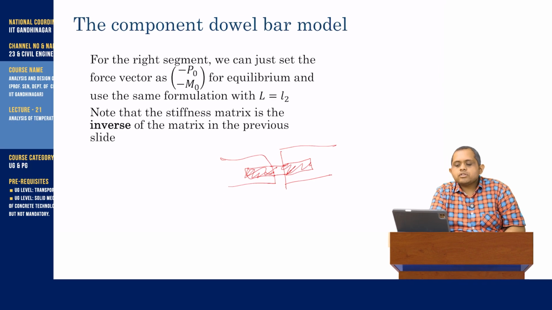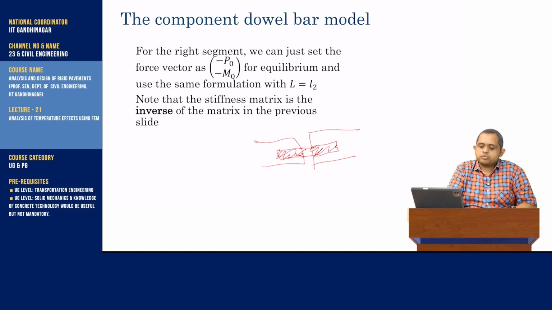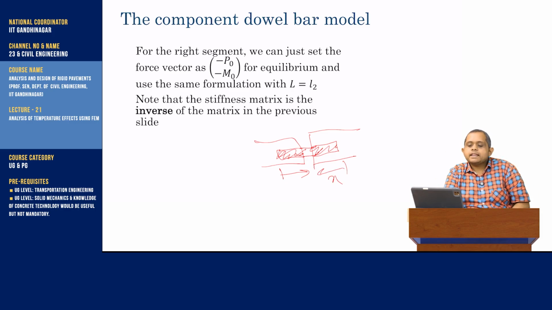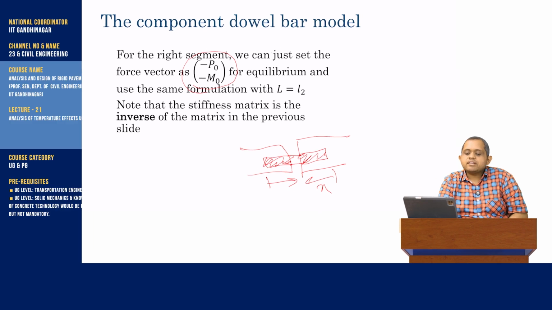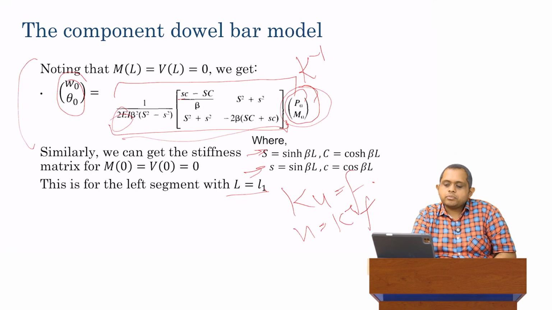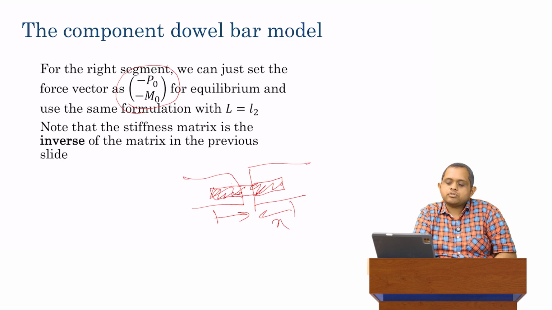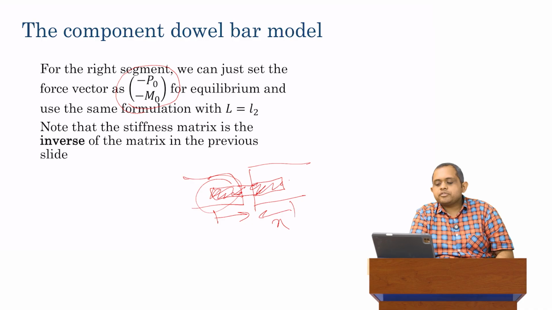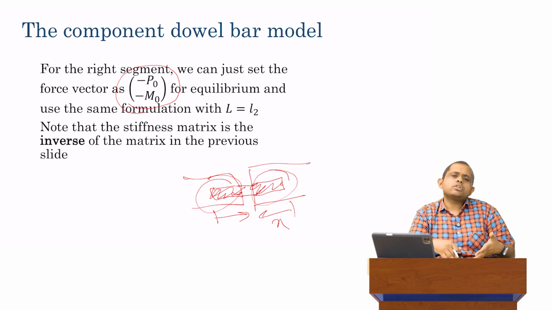The only difference is we have to just switch our coordinate system. So in this case, our coordinate system was like this. In this case, our coordinate system is going to be like this. So we just have to reverse our coordinate system. That happens by just setting the load vector as minus P naught and minus M naught instead of the way we were doing it previously. And then we can similarly get the inverse. So we got the inverse of the stiffness matrix for the left embedment part, and similarly, we can get the inverse of the stiffness matrix for the right embedment part. If you know the inverse, you take the inverse of that, and a computer can do this calculation.